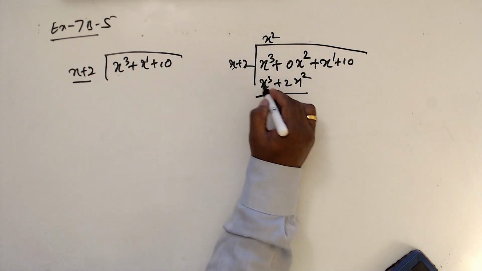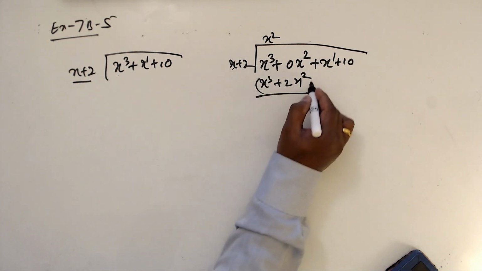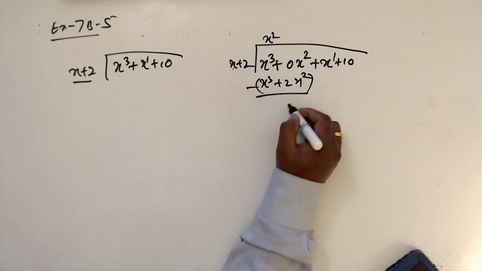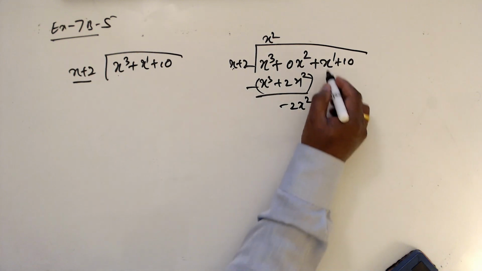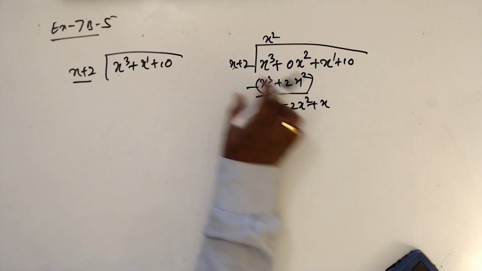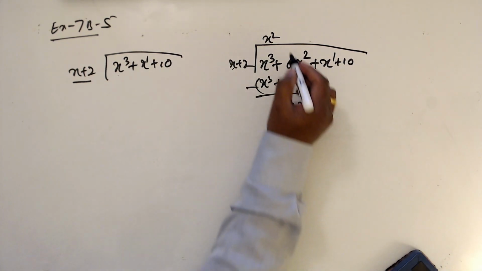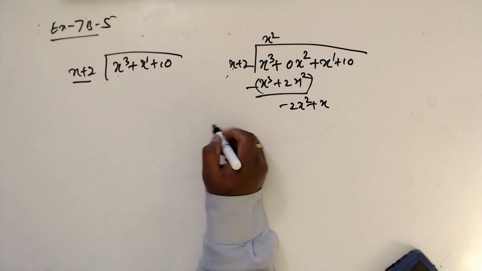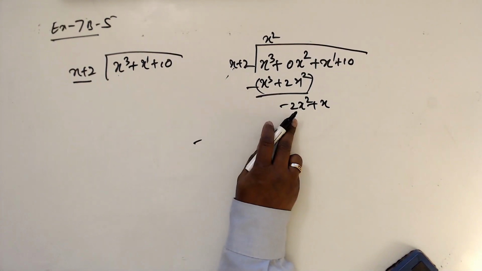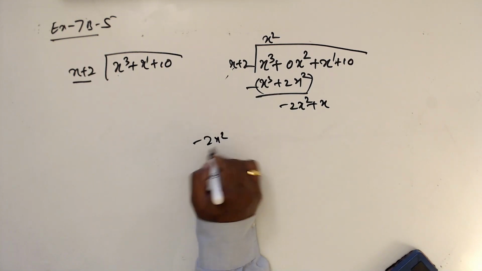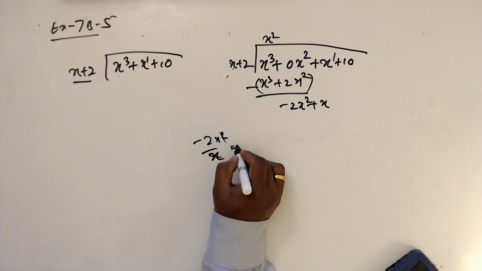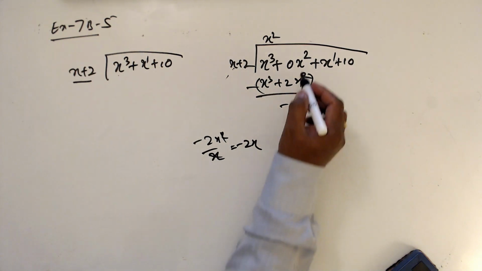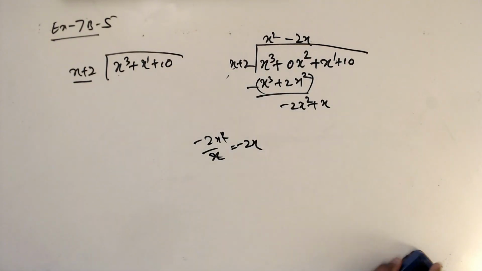2 times x square, 2x square. So you have to subtract. Then this is minus 2x square. Bring 1 down, now you have minus 2x square plus x. How many x goes into minus 2x square, or minus 2x square divided by x, which is minus 2x. So this is minus 2x.